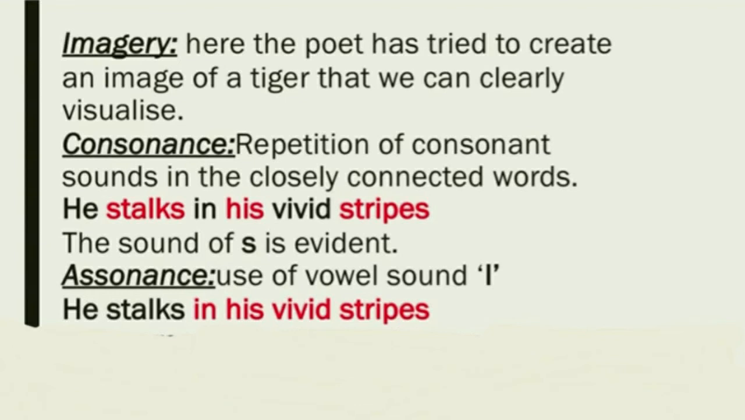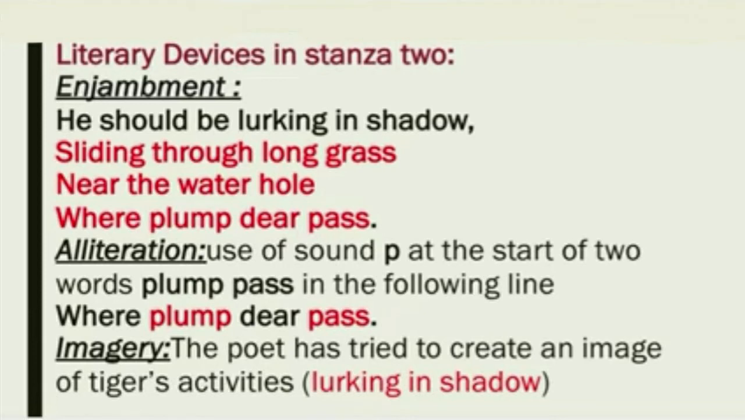Okay. Now we will move to the second stanza. Again in this, the poetic device enchantment is there. He should be lurking in shadow, sliding through long grass, near the water hole where plump deer pass. You can notice that the second line and third line are not having any punctuation mark. When one line continues with the next line without any punctuation mark, it comes into enchantment.